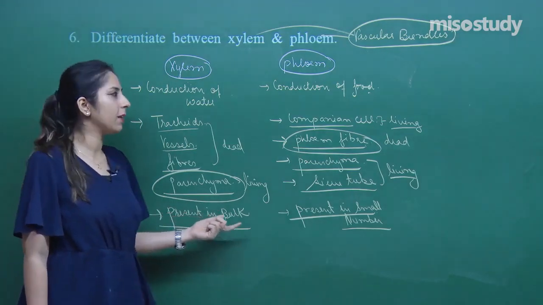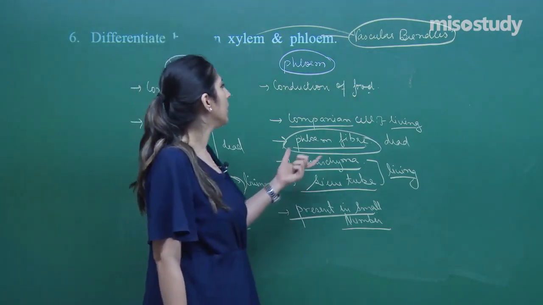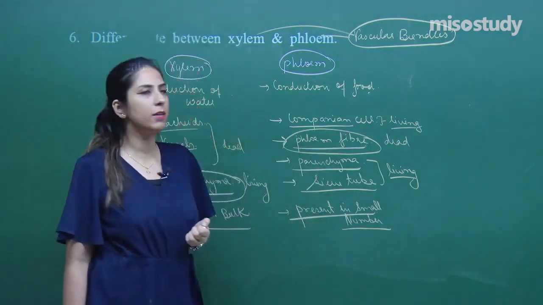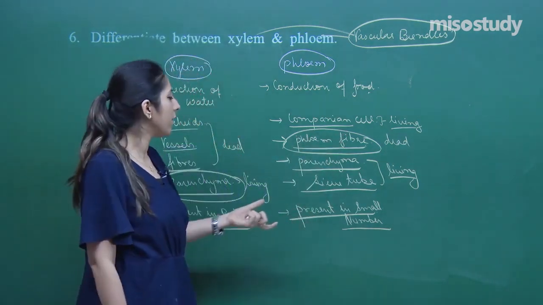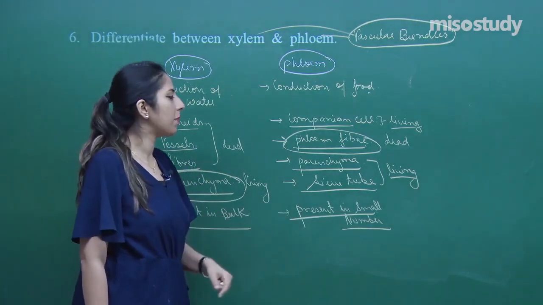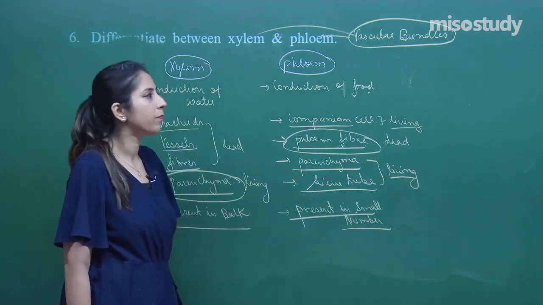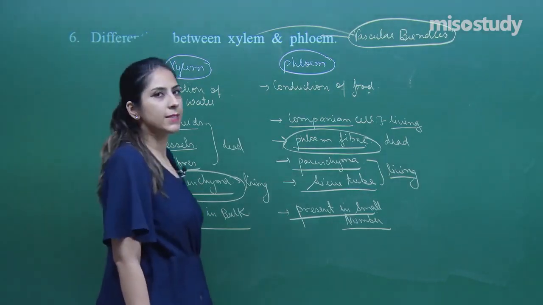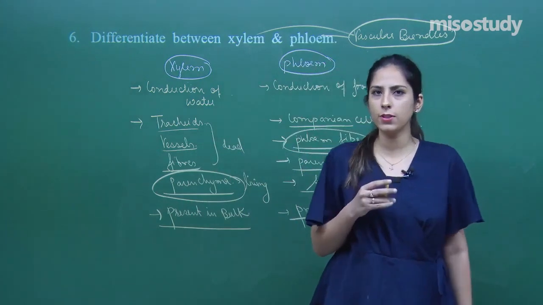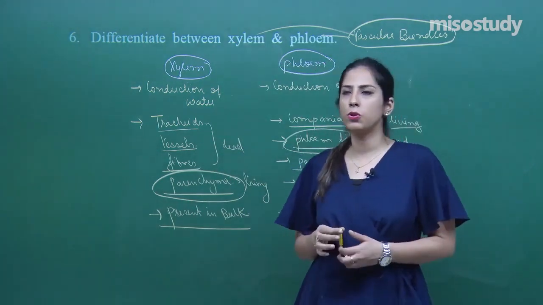They are present in a bulk amount, whereas phloem is made up of different cells: companion cells, phloem fiber, phloem parenchyma and the very important sieve tube which helps in conduction. Next, they are present in a very small number. So this is question number 6. Now we have discussed the two categories of question. The first is a 1 mark and second is a 2 mark question.